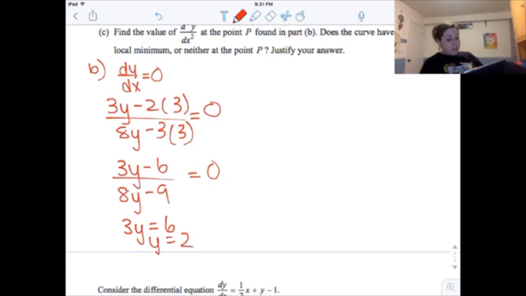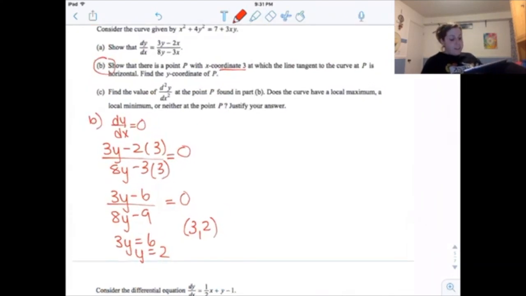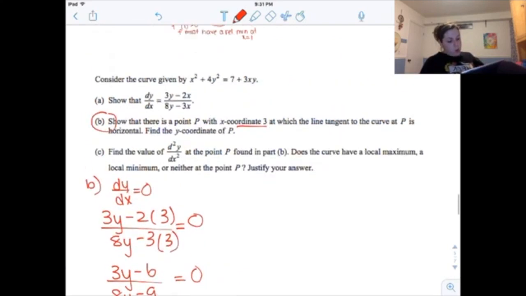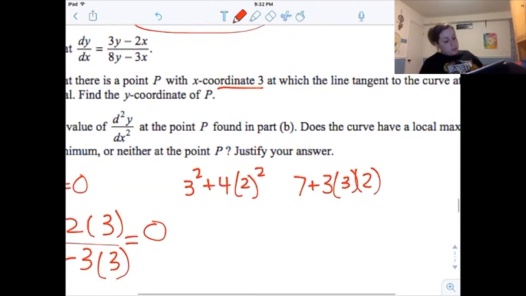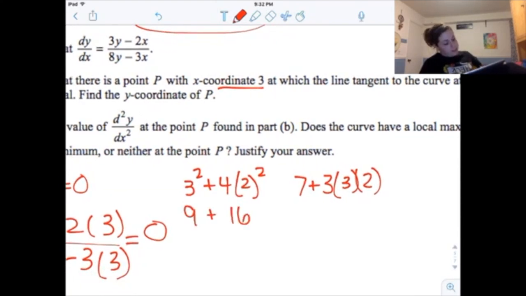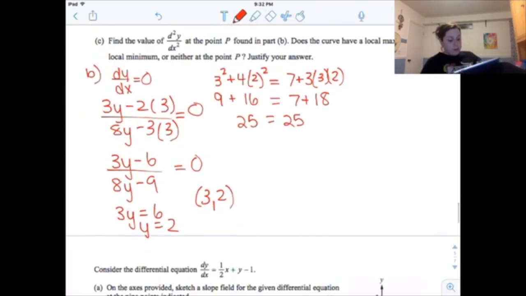Now, I don't know if that's actually on the curve. So the point that I'm looking at here is (3, 2). I need to verify that's actually on the curve. So I'm going to plug it in and hope that it comes out correctly. This is going to be 3 squared plus 4 times 2 squared, and I want to show that that equals 7 plus 3 times 3 times 2. So this is 9 plus 16, this is 7 plus 18. Either way, I get 25 equal to 25. So that's how I know that the point is actually on the curve. So this is my point.